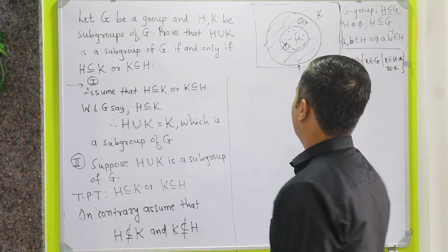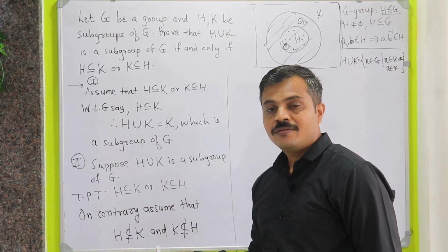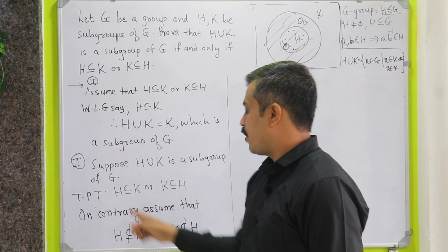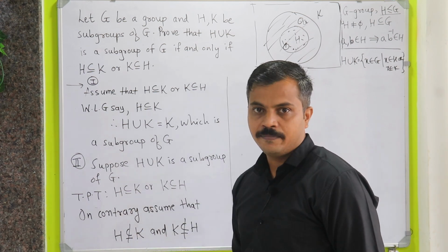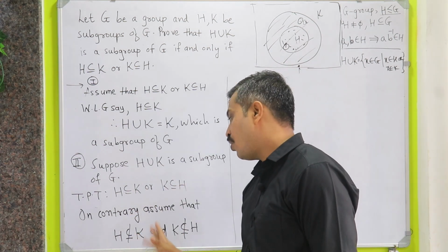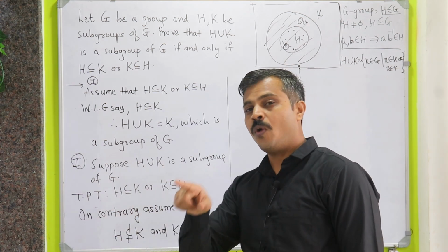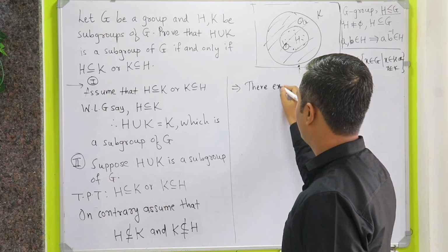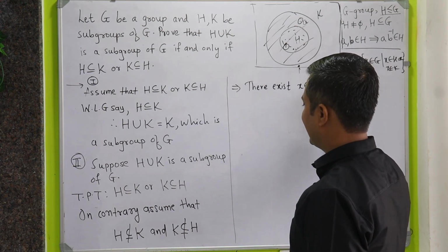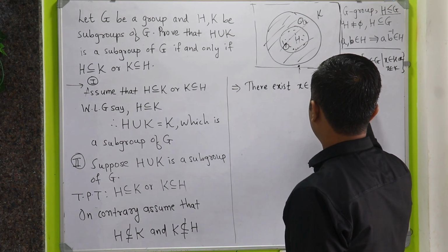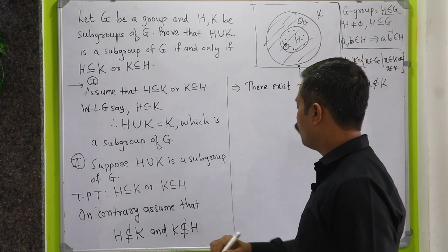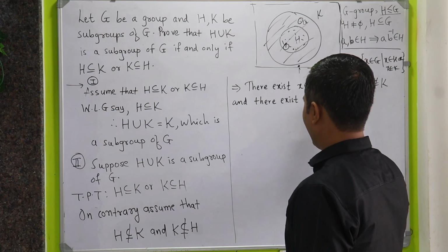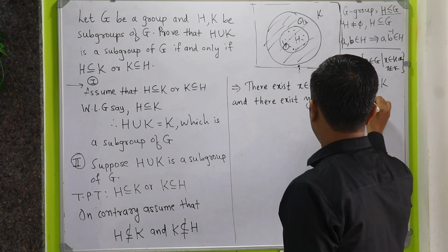Now the question is, H is not a subset of K. What is the meaning of it? The first question is, what is the meaning of H is a subset of K? And then we will try to understand the meaning of H is not a subset of K, right? So H is a subset of K means every element of H is in K. So H is not a subset of K. What is the meaning of this? There is at least one element in H that is not in K, right? So this implies there exists one element, let us call it X in H, such that this X does not lie in K. Similarly for K, there exists Y belongs to K such that Y does not belong to H.